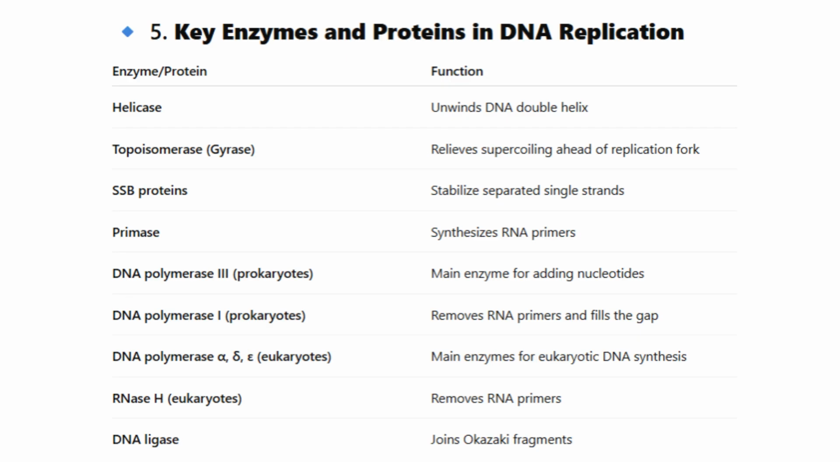5. Key enzymes and proteins in DNA replication. Enzyme or protein, function. Helicase unwinds the DNA double helix. Topoisomerase, gyrase, relieves supercoiling ahead of the replication fork. SSB proteins stabilize separated single strands. Primase synthesizes RNA primers. DNA polymerase 3, prokaryotes: main enzyme for adding nucleotides. DNA polymerase 1, prokaryotes: removes RNA primers and fills the gap. DNA polymerase alpha, delta, epsilon, eukaryotes: main enzymes for eukaryotic DNA synthesis. RNase H, eukaryotes: removes RNA primers. DNA ligase joins Okazaki fragments.